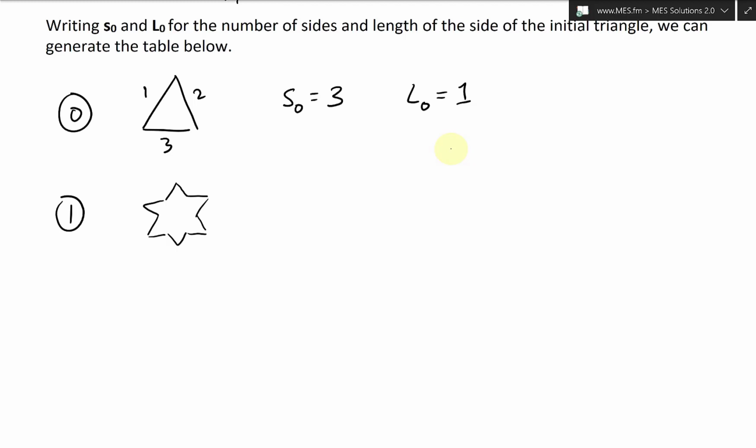So let's count the number of sides. We have 1, 2, 3, 4. So one side becomes 4, and each one of these does that as well. So we just multiply by 4. So S1 is equal to 3 times 4. So we multiply that by 4, 3 times, and the length is going to be a third. Each one of them is a third. So L1 equals 1 over 3.